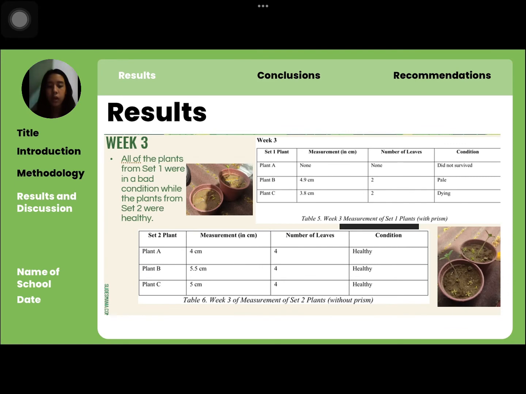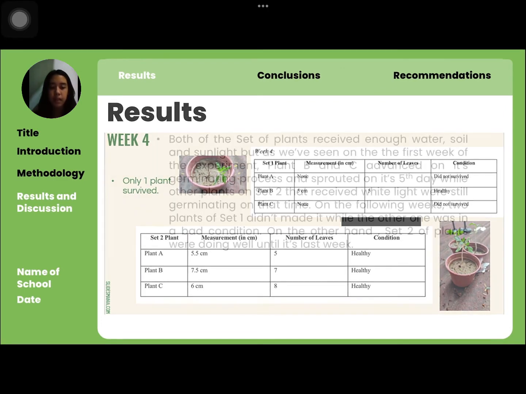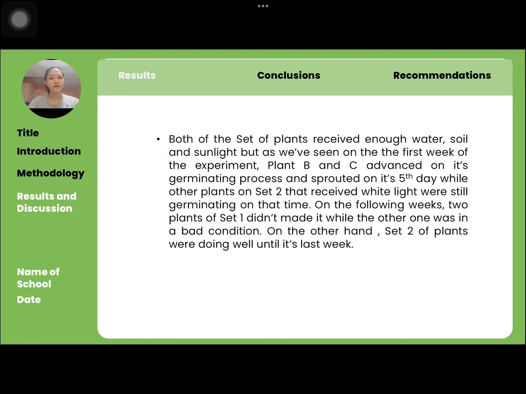On the 4th week, only plant B from set 1 survived with a measure of 5 centimeters. The plants from set 2 were healthy and measured 5.5, 7.5, and 6 centimeters. Both sets of plants received enough water, soil, and sunlight, but as we've seen in the first week of the experiment, plants B and C advanced in their germinating process and sprouted on the 5th day, while other plants in set 2 that received white light were still germinating at that time.